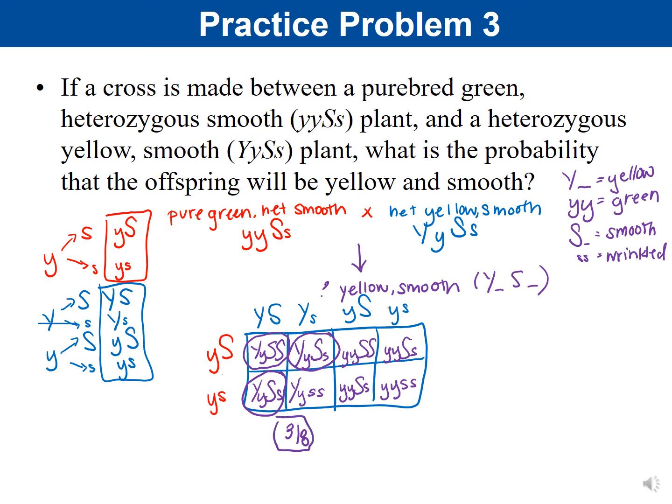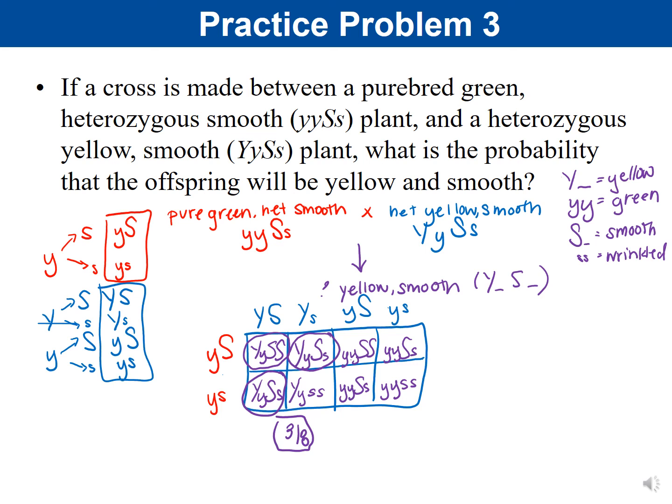Now, for me, this is not my preferred method. The reason I say that is that students tend to get tripped up about what gametes to put on the outside of this Punnett square. You have to make sure that when you do this, the gametes on the outside always have one Y and one S.